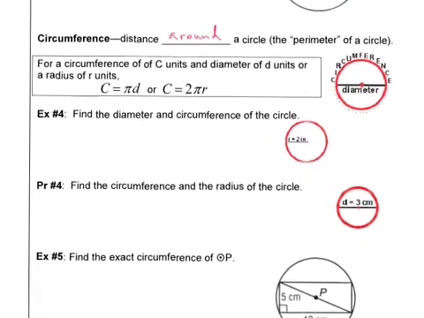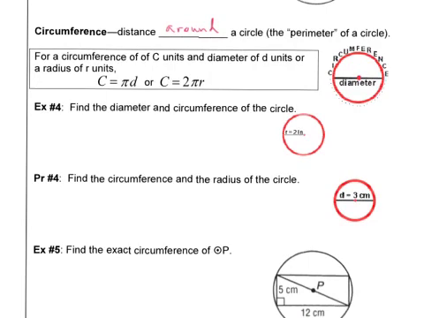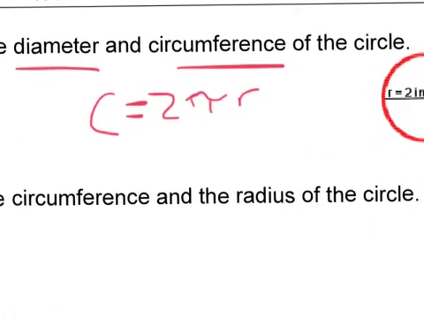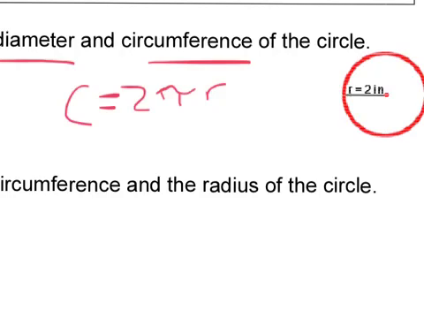But yeah, let's do a couple examples here. Example 4 says, find the diameter and the circumference of the circle. Okay, well remember that the diameter is simply twice the radius. So if the radius is 2, the diameter must be 4. And the circumference is 2 times pi r. Again the radius here is 2, so I'm just going to write C equals 2 pi times 2, or C equals 4 pi.